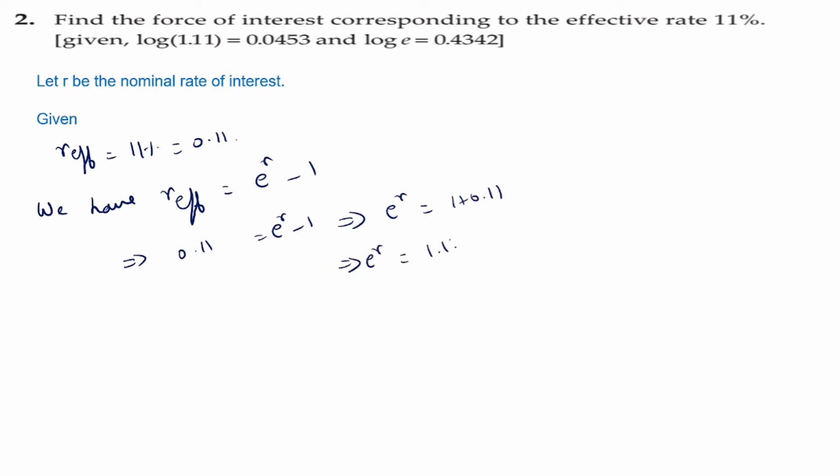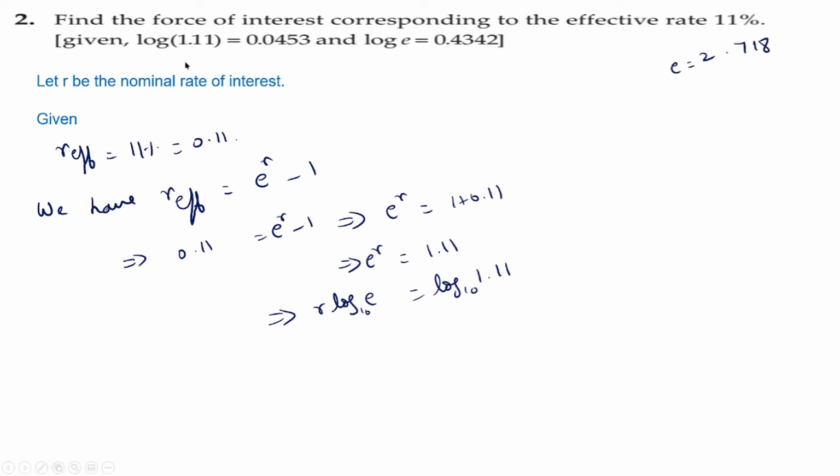It is 1.11. If we take log on both sides, we get R log e equal to log 1.11. Now this is to the base 10, so we cannot write log e as 1. If you are taking it to the base e, then it is okay. Here it is to the base 10. The value of e is 2.718.